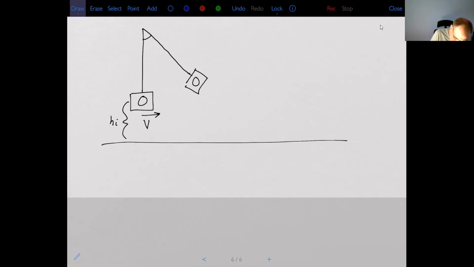And it undergoes an angular displacement of theta. Okay, so this is like H final. And then this difference in height, I can call that delta H. Right, so that's basically H final minus H initial. It's delta H.